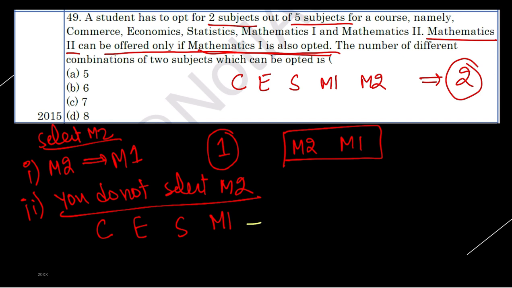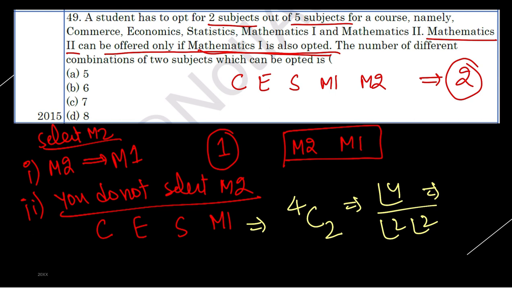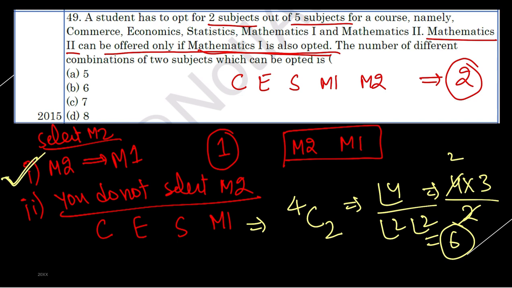Out of these 4, how many selections can you make for 2 subjects? 4C2. 4C2 is 4 into 3 by 2, that is 6. So in case number 1, you have 1 way. In case number 2, you have 6 ways. So for the total number of cases, which rule will be applicable here? Addition or multiplication?